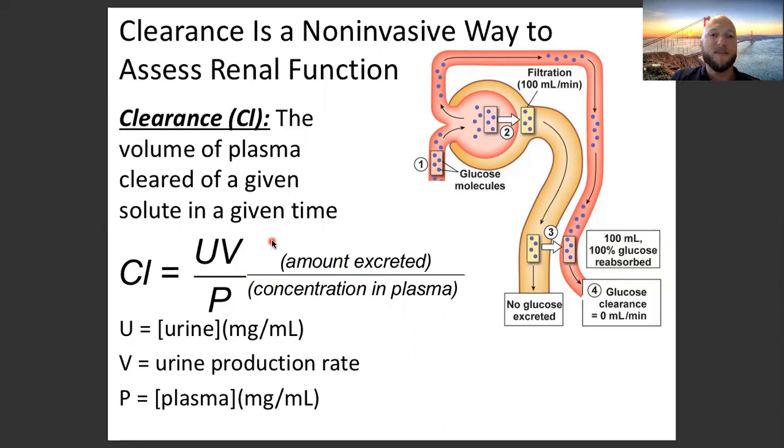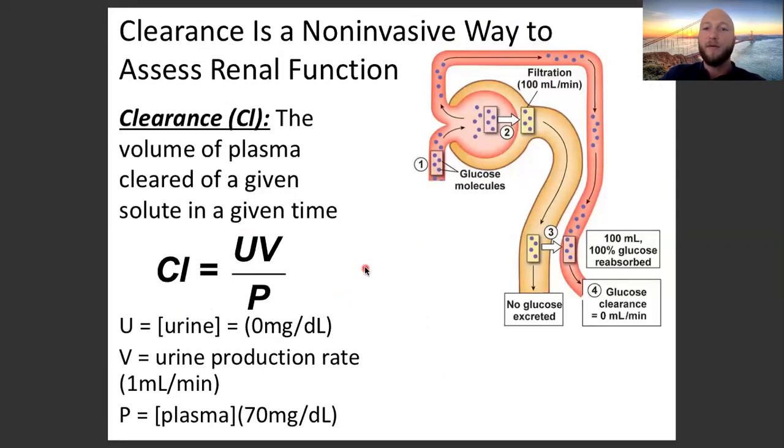So clearance is the volume of plasma cleared of a given solute in a given time. It's calculated, CL equals clearance, by multiplying the urine concentration by the volume of urine, the urine production rate. That's going to give you the amount excreted. And you're going to divide that by the concentration in the patient's plasma.